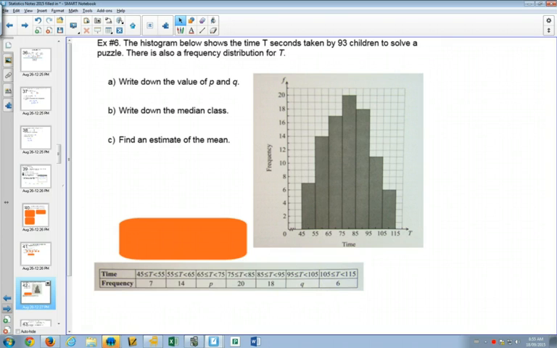Here's another typical exam kind of question. You've got a frequency distribution at the bottom. You've got your histogram drawn for you. And from this, we're going to find the values of P and Q, write down the median class, and estimate the mean.